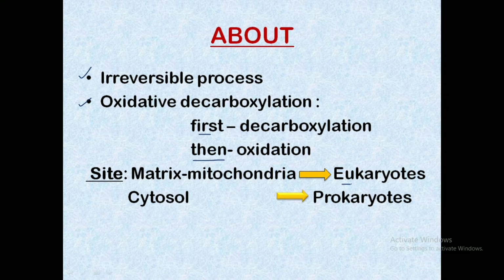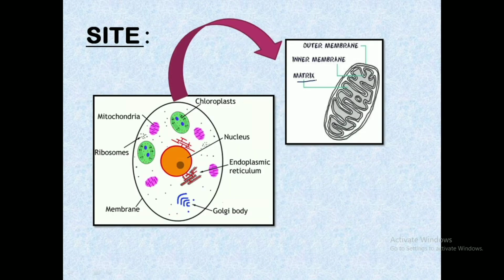Talking about the site where it occurs, in the case of eukaryotes, it occurs in the matrix of the mitochondria, and in the case of prokaryotes, it occurs in the cytosol. As you can see, the matrix is the gel-like substance present in the mitochondria, and the cytosol is the liquid substance present in the cell. In simple terms, if we exclude all the cellular organelles from the cytoplasm, then it is known as cytosol.